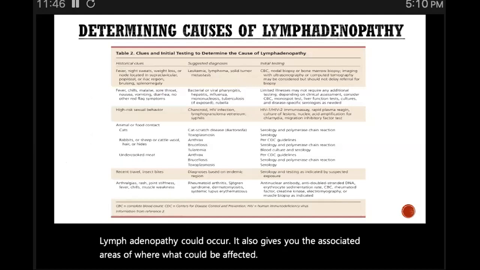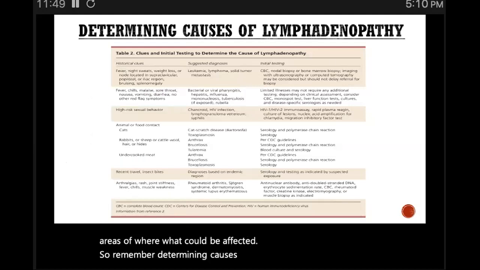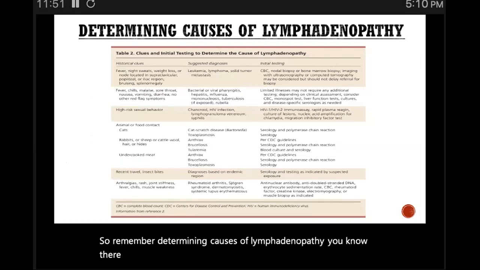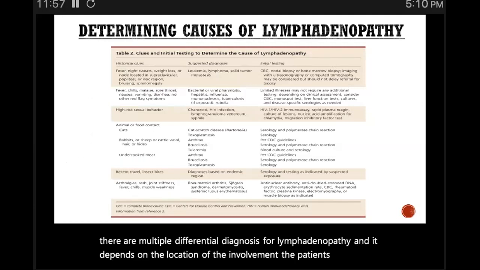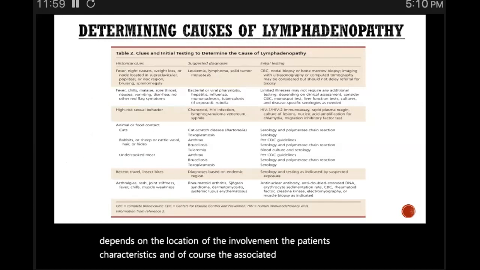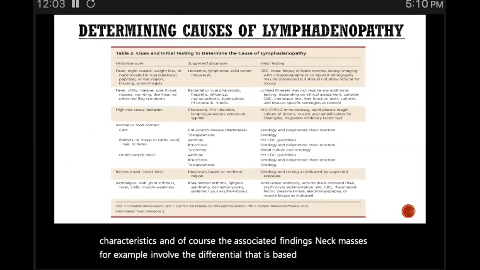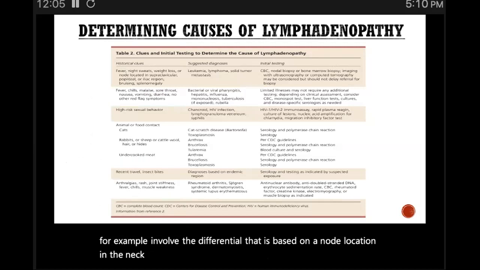So remember, determining causes of lymphadenopathy, there are multiple differential diagnoses for lymphadenopathy, and it depends on the location of the involvement, the patient's characteristics, and of course the associated findings. Neck masses, for example, involve a differential that is based on a node location in the neck, the age of the patient, and associated morbidities such as tobacco use.